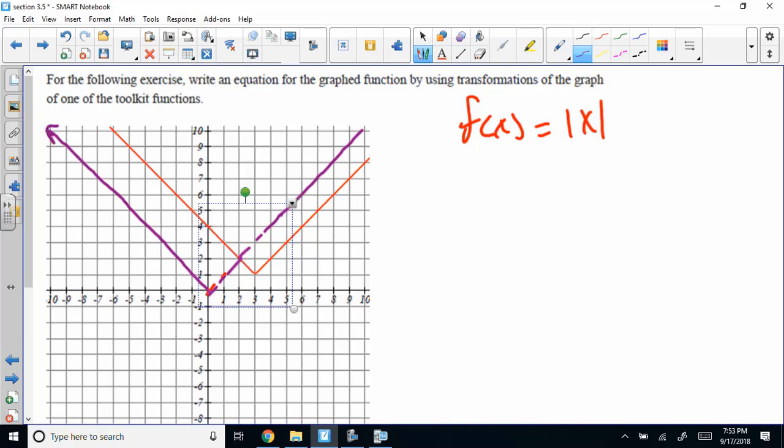Okay, so the purple represents the parent function, right? F of x equals absolute value of x. Now, note that it went through 0, 0, right? The origin. Now, where's the reference point? Well, it's 3 comma what? 1, right? So it's been shifted to the right how many? 3, and up how many?